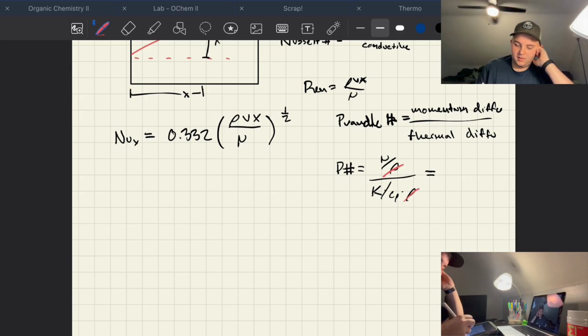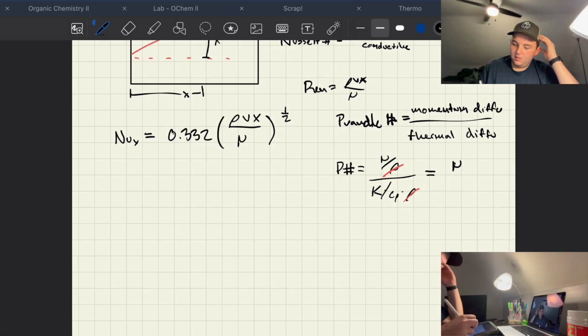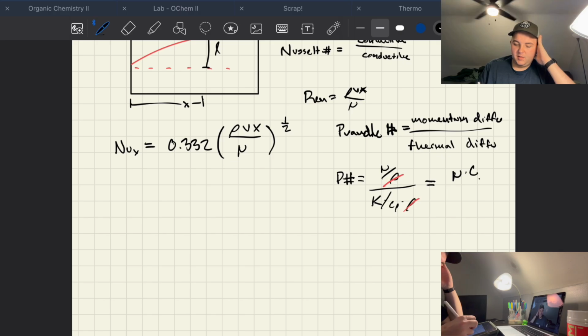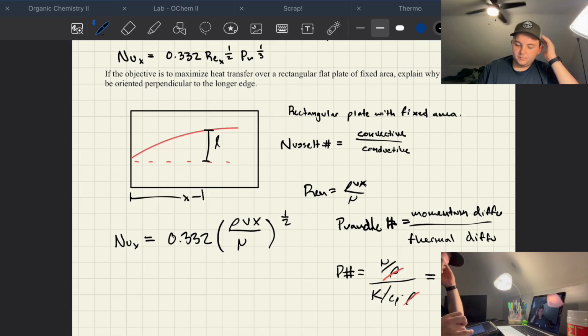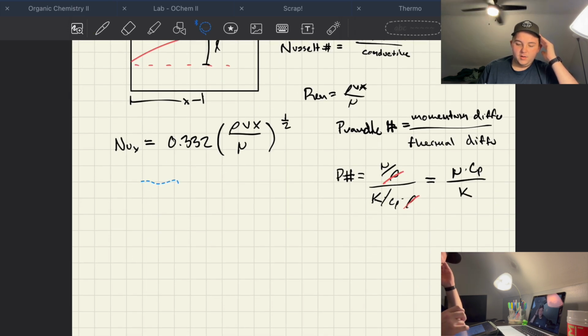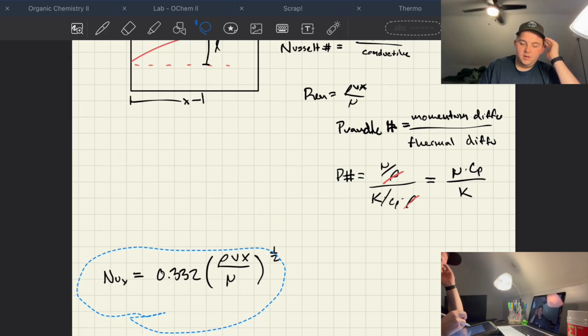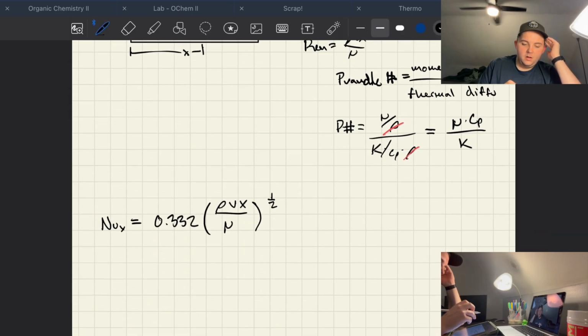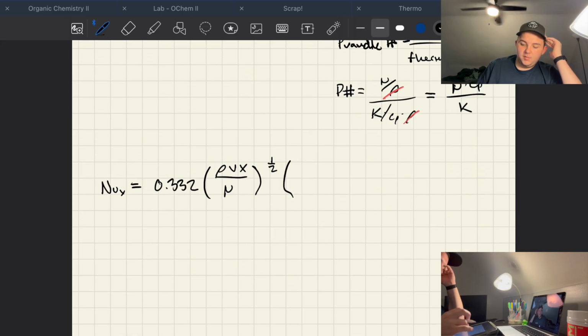So when we rewrite that, we're going to cancel these two, and then we're going to have to flip the fraction over. So we're going to get mu, and then this bottom one's going to flip. So we're going to get mu times our Cp, or our heat capacity, over k. Cool, so now we can plug that in for our Prandtl number up here. So multiplied by what we just solved, mu times Cp over k to the 1/3 power.